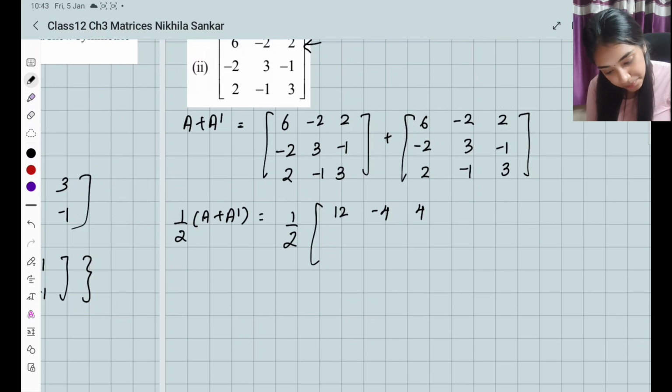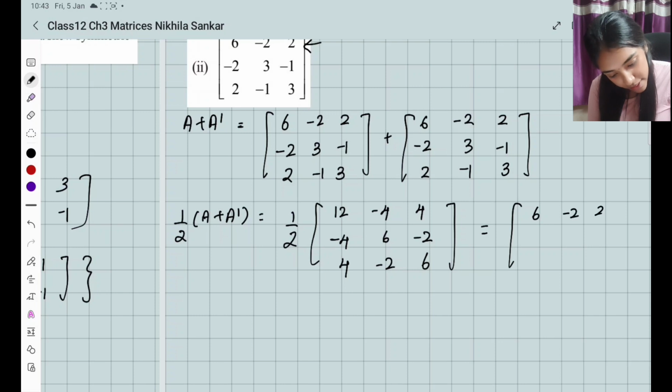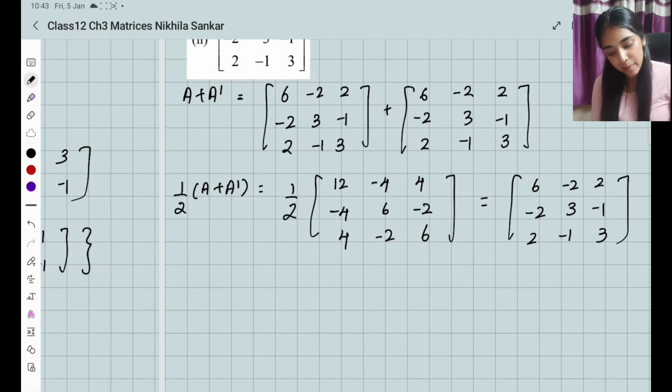Adding, 6 plus 6, 12, minus 2, minus 2, minus 4, 2 plus 2 is 4, minus 2, minus 2, minus 4, 3 plus 3 is 6, minus 1, minus 1, minus 2, 2 plus 2, 4, 3 plus 3, 6. When I divide by 2, I'm going to have 6, minus 2, 2, minus 2, 3, minus 1, 2, minus 1, 3. Okay, this is half A plus A dash.